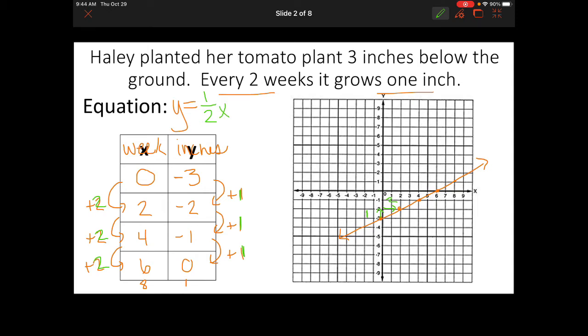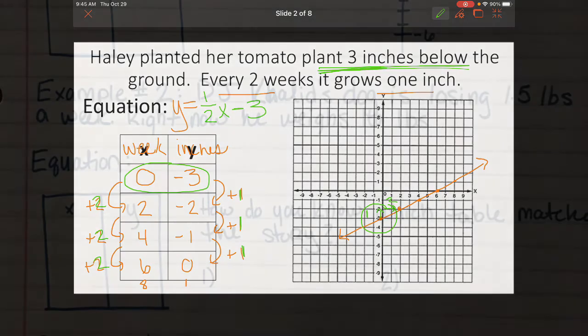And then our y-intercept, we can always look here. It's also where everything starts, and it's 3 inches below the ground, so it's -3.